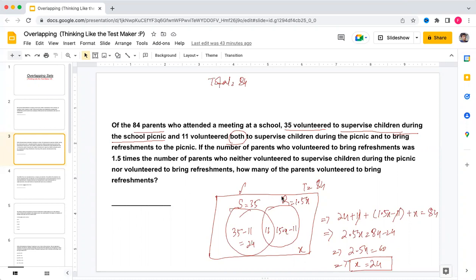So the question asks about this R, which is 1.5x. So if this is x, R will be equal to 1.5 into 24, which is equal to... if you want to write this in the form of a fraction, that will be 3 by 2 of 24. So in that side, this is easy to solve. 3 into 12, which is 36. So there are 36 parents who volunteer to bring refreshment in the picnic.